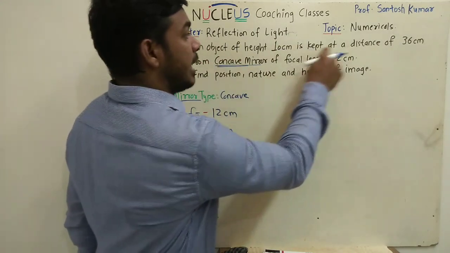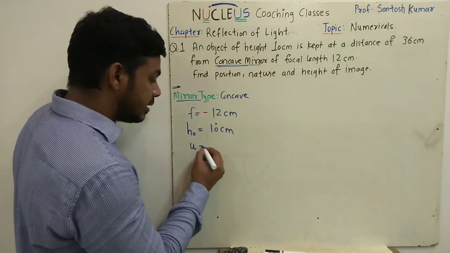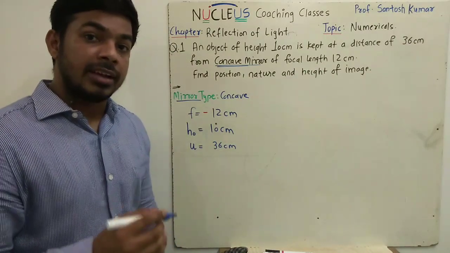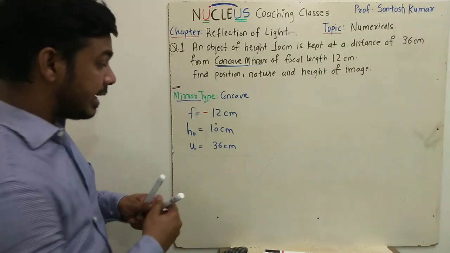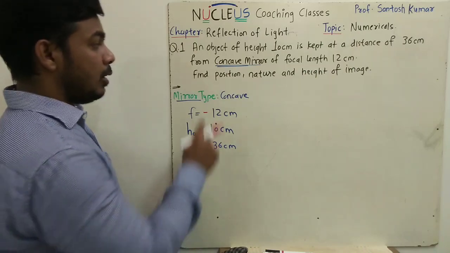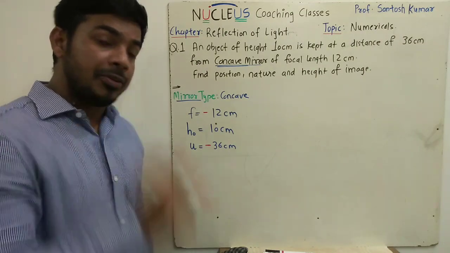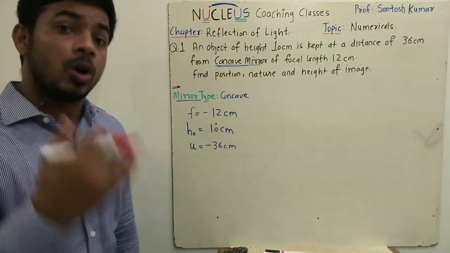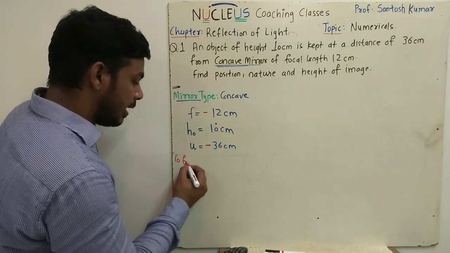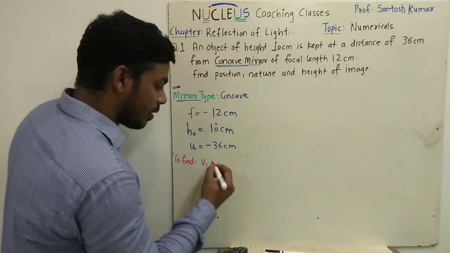And the object is kept at a distance of 36 centimeter from the concave mirror. That means object distance has been given, which is equal to 36 centimeter. From sign convention I have explained, object distance is always taken as negative. Object distance will always be negative. Okay, so what do we have to calculate? We have to calculate the position of image, that means we are asked to find v, nature, whether it is real or virtual, and we have to find the height of image, which is hi.